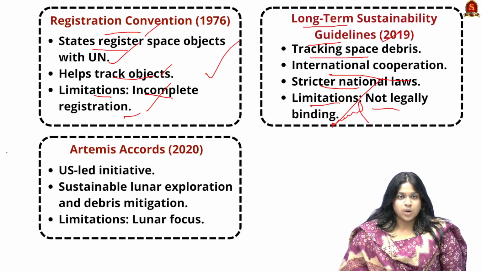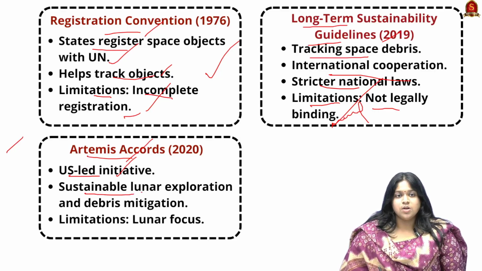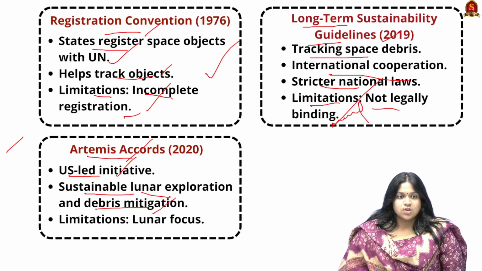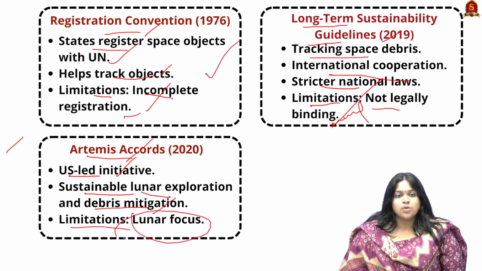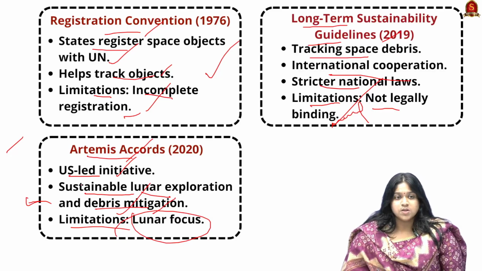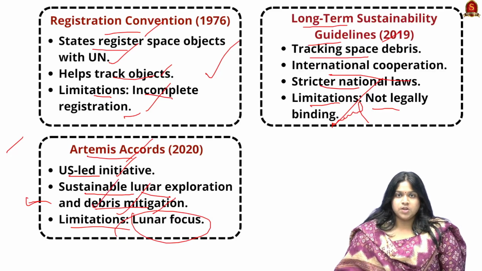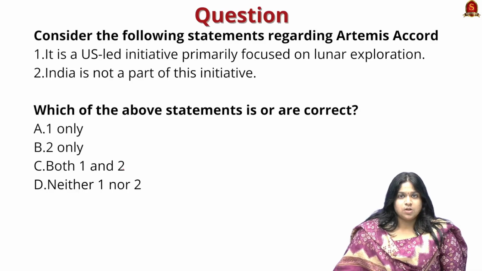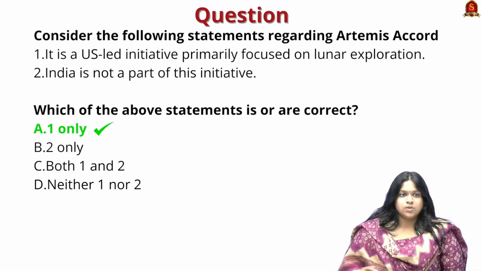And next, in 2020, the Artemis Accords. Here it is a US-led initiative where they bring in sustainable lunar exploration as well as debris mitigation. So here the limitation is there has been a focus only on the lunar mission but not on debris mitigation. So along with the solutions and way ahead that we have given, such as the robotic arms, they can bring in the debris mitigation.